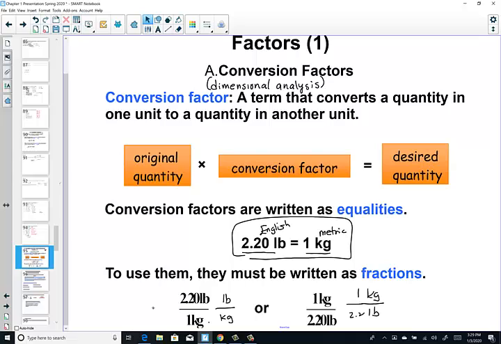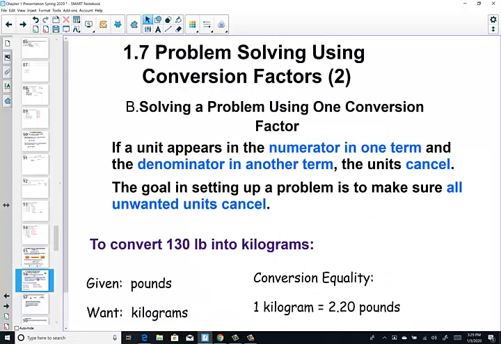And as we decide how to problem solve, we want to consider the appropriate conversion factor to cancel the unit that's given and end up with the desired unit we want. If a unit appears in the numerator in one term, that's the top number of the fraction, and in the denominator in another term, that's the bottom number in a fraction, then the units will cancel. And the goal, of course, is setting up a problem to make sure all the unwanted units cancel out.